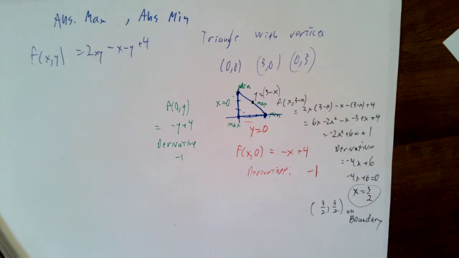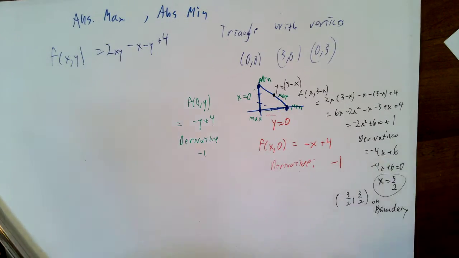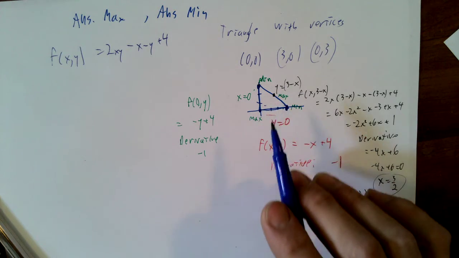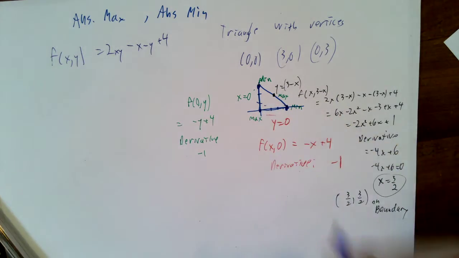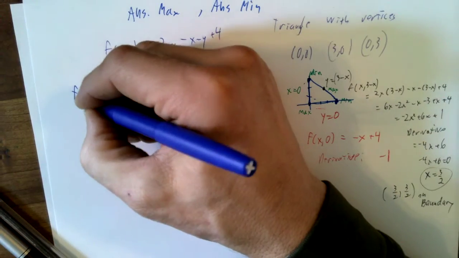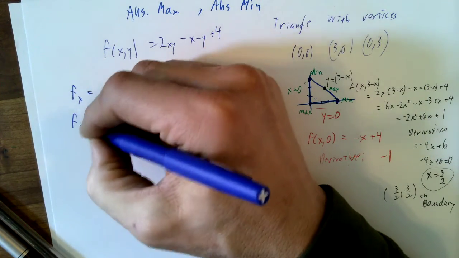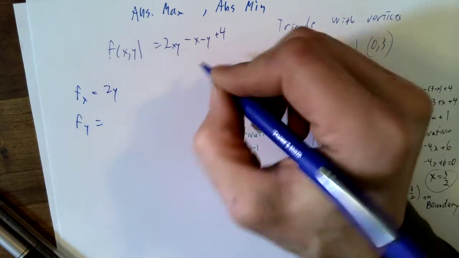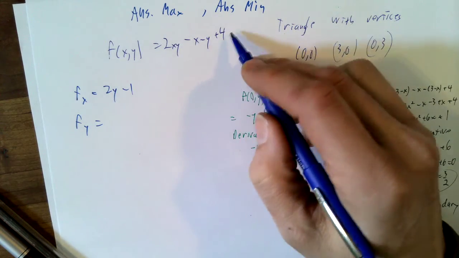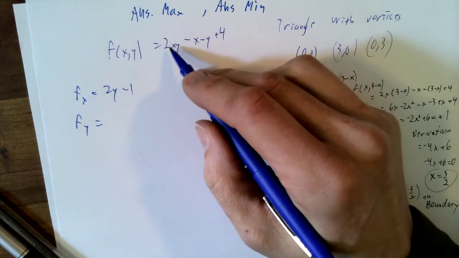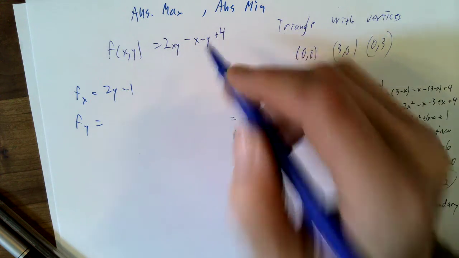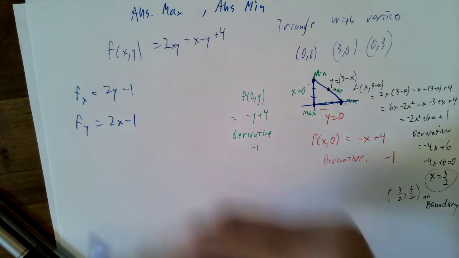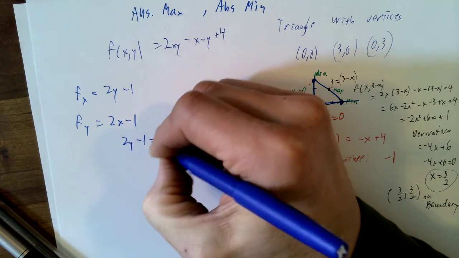The other thing I need to know is the actual partial derivative piece. Anything in the inside there could only be a min or a max if both partials are equal to 0. So fx and fy, my partial derivatives. Derivative with respect to x is 2y minus 1. Derivative with respect to y is 2x minus 1. Could both of those be equal to 0 at the same time? Well, in this case, pretty easy.